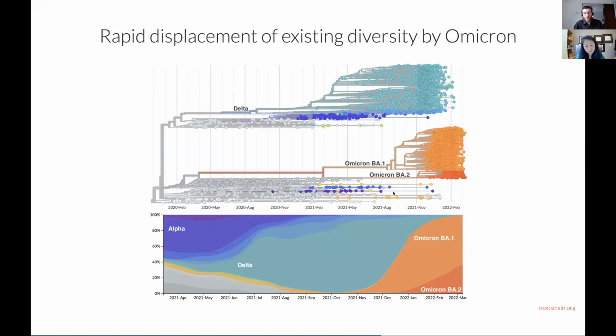And so we see Omicron BA1 emerge and rapidly displace Delta. Basically, Delta is completely dying out. And then now Omicron BA2 is invading on this BA1 background. We'll talk more, but I would expect that it will displace BA1 in the coming months.